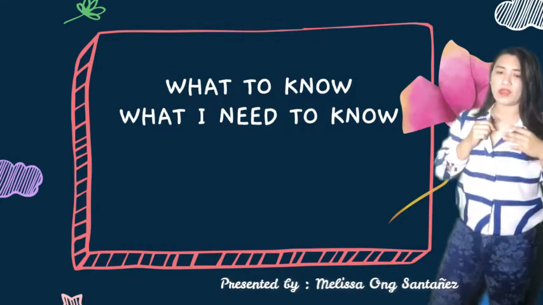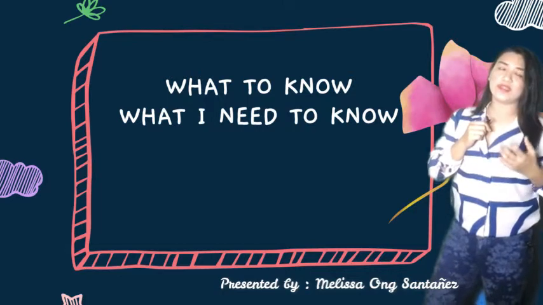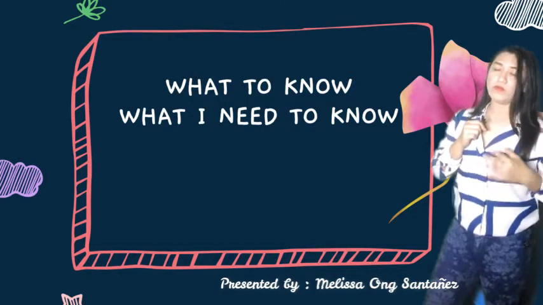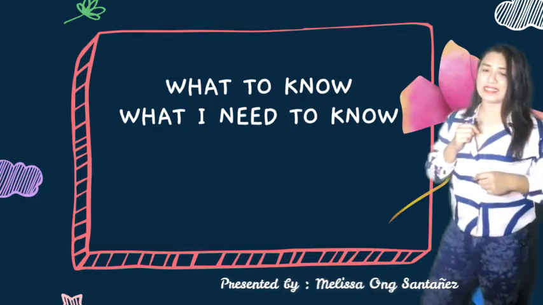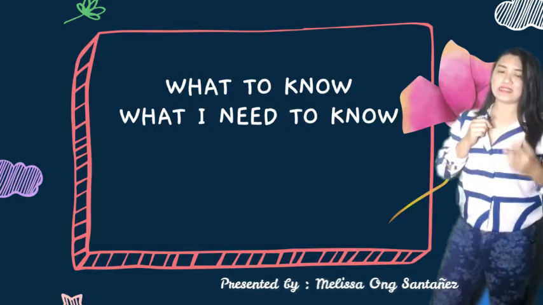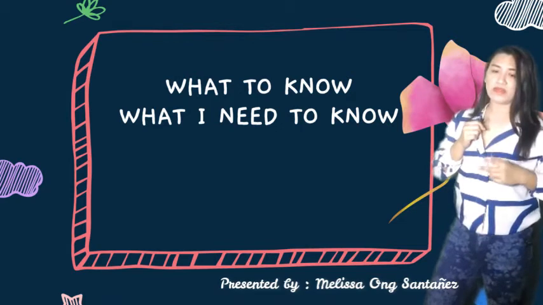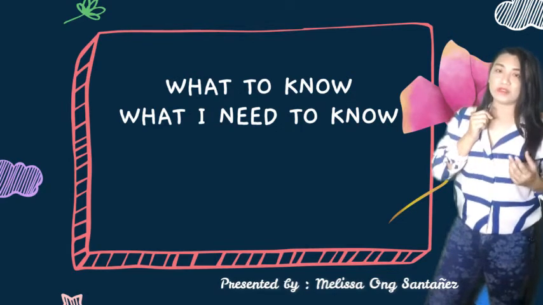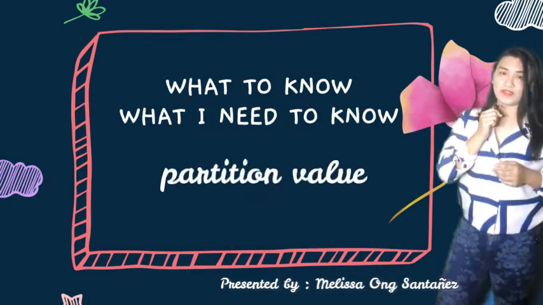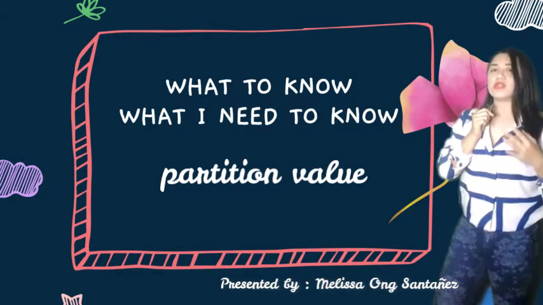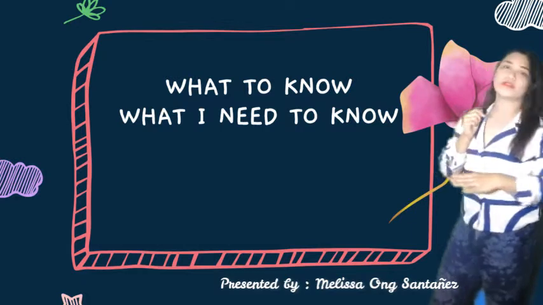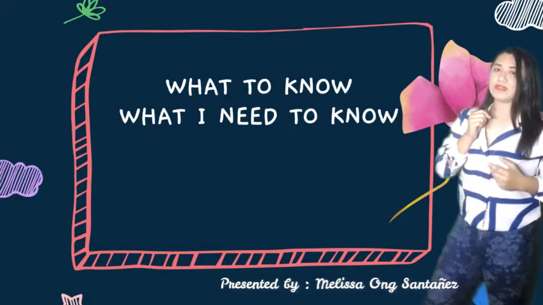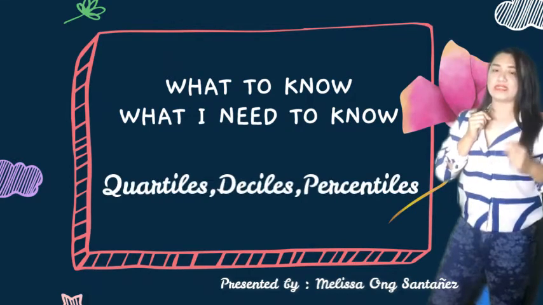However, to have more knowledge of the data set, we may divide it into more than two parts of equal sizes. And the measures which are used for dividing the data into several equal parts are what we call partition values. Alright, so we will be recalling our previous lessons, by the way, for illustrating the measures of position of ungrouped data: quartiles, deciles, and percentiles.